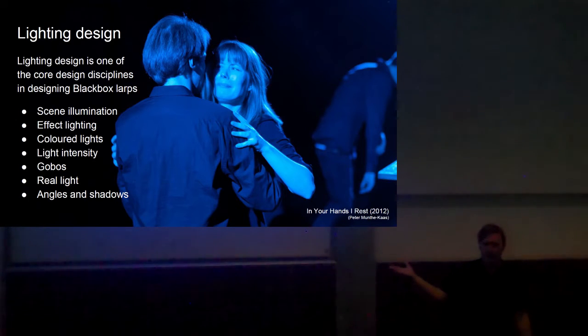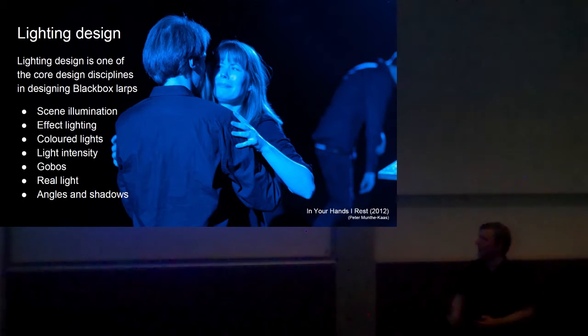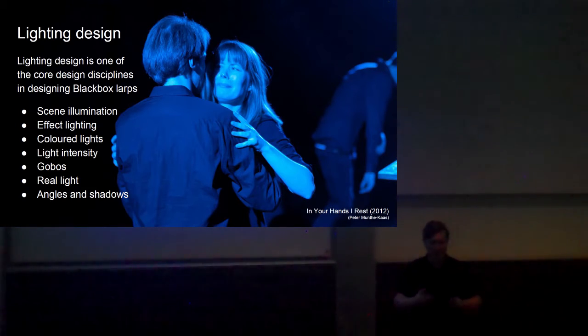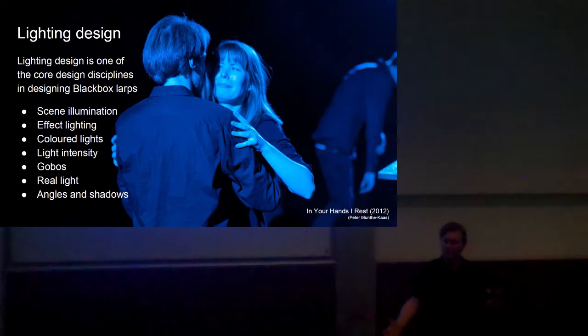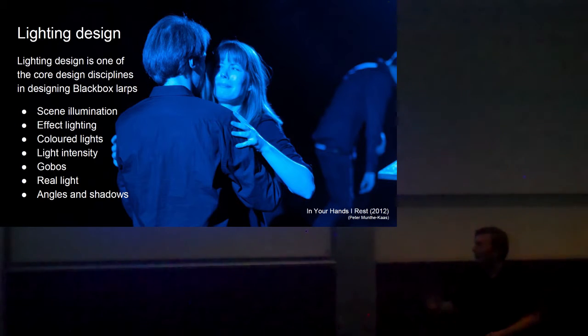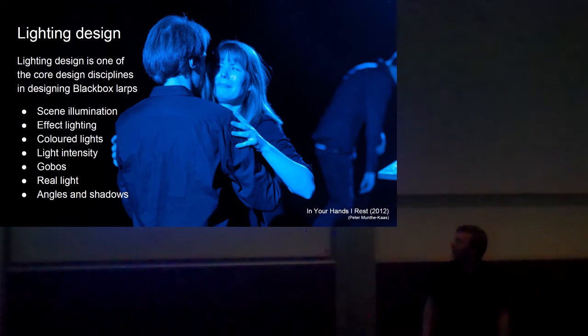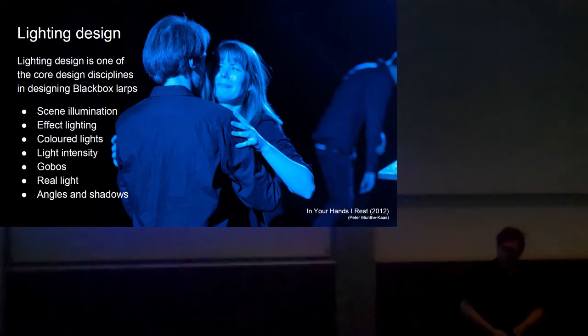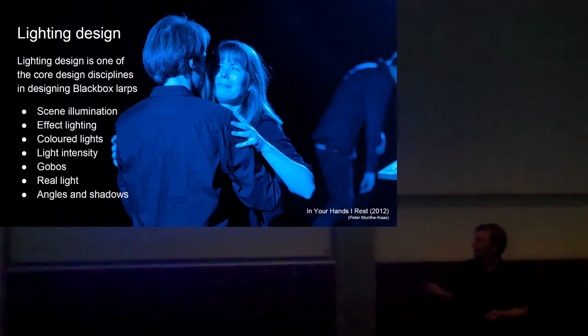Real light is basically you take a lamp or a candle inside the black box area. So that is both a prop in the game, and also it is something that produces light on the stage. And then, of course, you can play with different angles on the light, different shadows, or absence of light in particular. And those are a lot of the points that you can play around with to make the design that you desire for your larp.